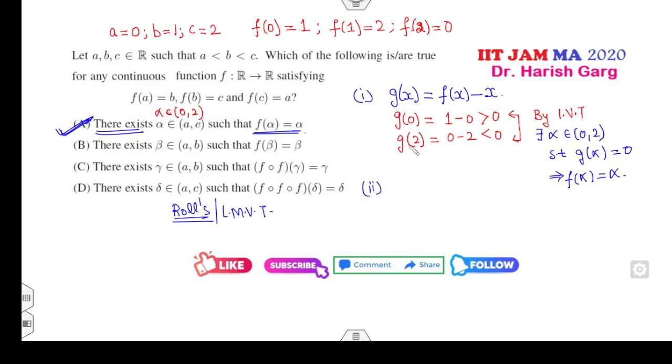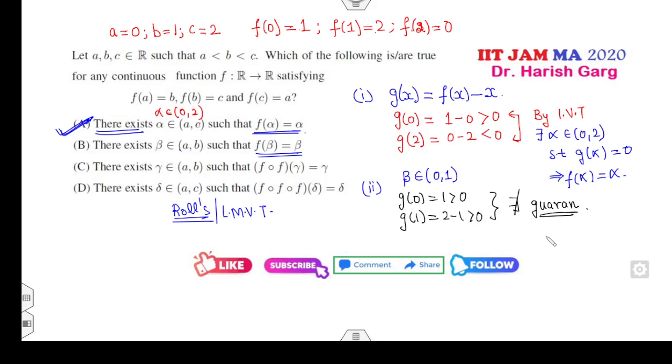Look at the second one. Again, we can consider the same g of x. Now, in this case, you have to choose beta which lies between A and B. So, let's start with this. What is g of 0? 1. What is g of 1? g of 1 is f of 1 minus 1, that is 2 minus 1, which is greater than 0. That means there is no guarantee about the existence of some beta such that g of beta will be 0, because the intermediate value theorem does not apply.